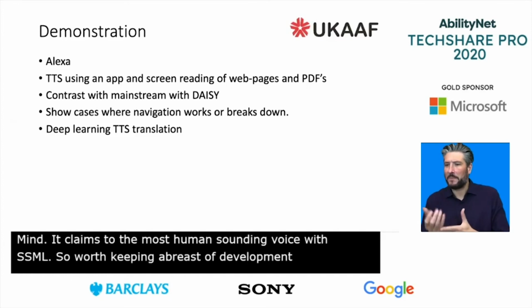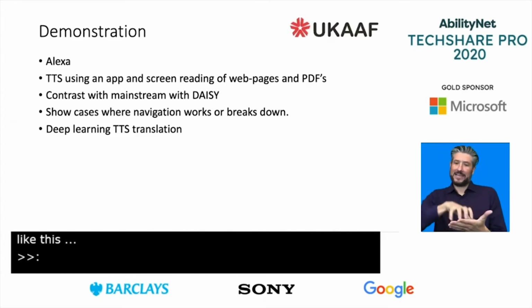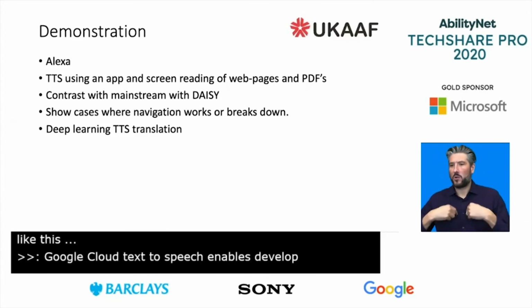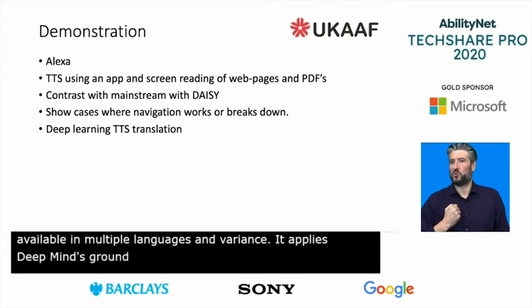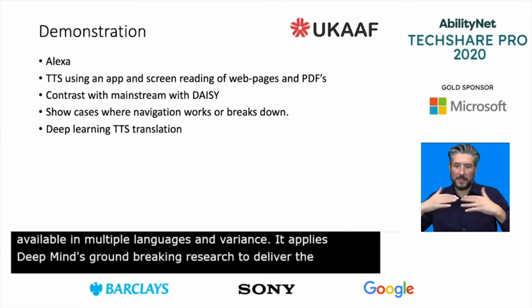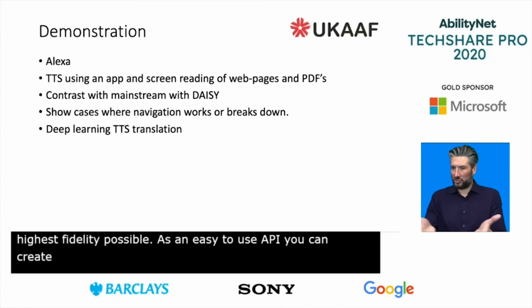Google Cloud Text-to-Speech enables developers to synthesize natural-sounding speech with 100-plus voices, available in multiple languages and variants. It applies DeepMind's groundbreaking research in WaveNet and Google's powerful neural networks to deliver the highest fidelity possible. As an easy-to-use API, you can create lifelike interactions with your users, across many applications and devices.